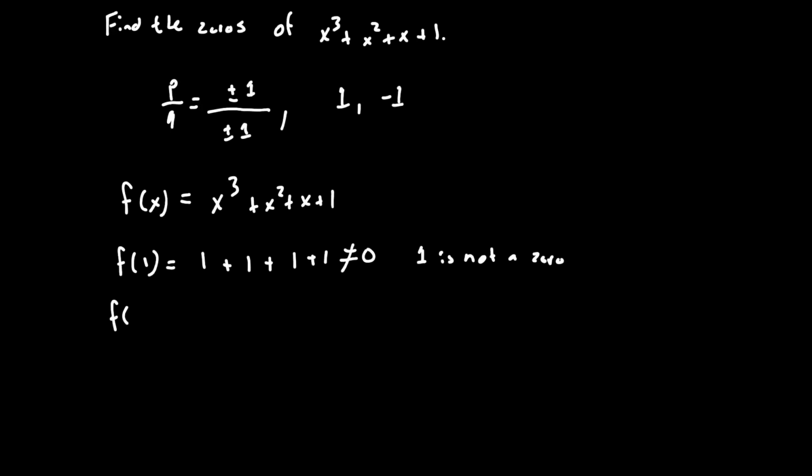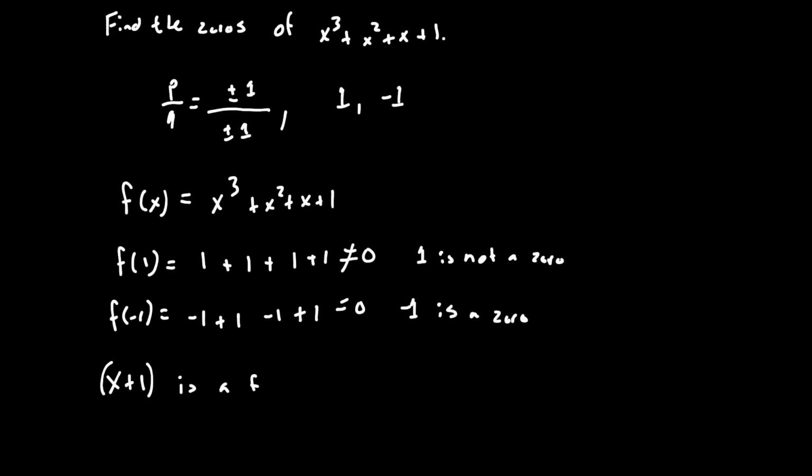Now evaluate f at negative 1, and this is going to be negative 1 plus 1 minus 1 plus 1. Now this is 0, so negative 1 is a zero of our polynomial. And this means that x plus 1 is a factor of f of x. Therefore, we can go ahead and take our factor x plus 1 and divide it into our polynomial.